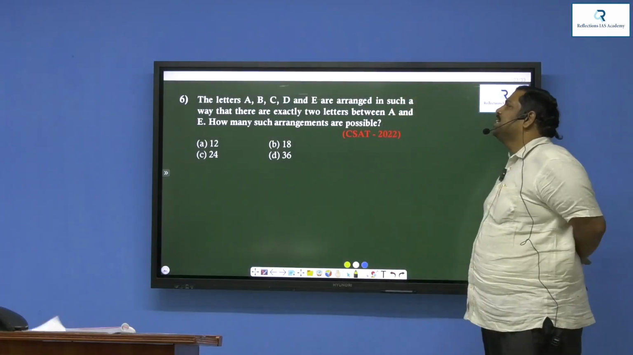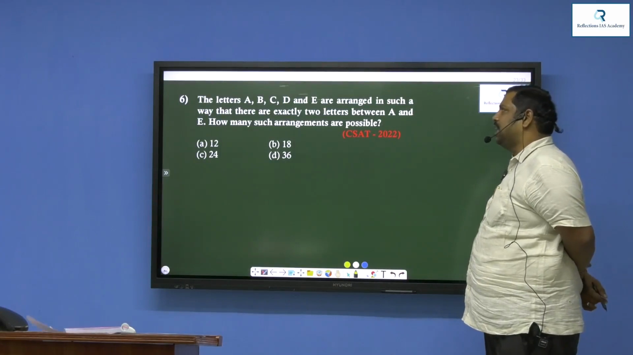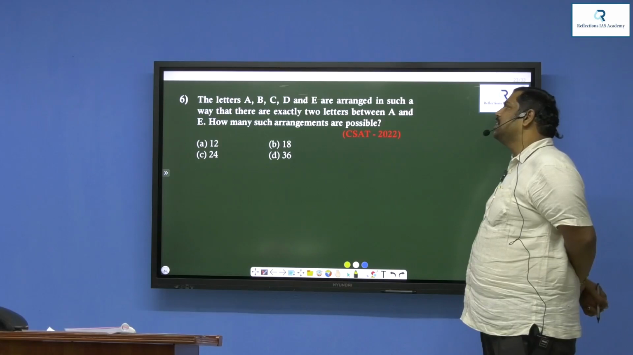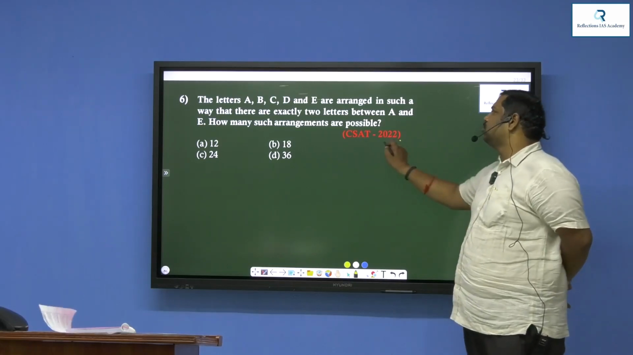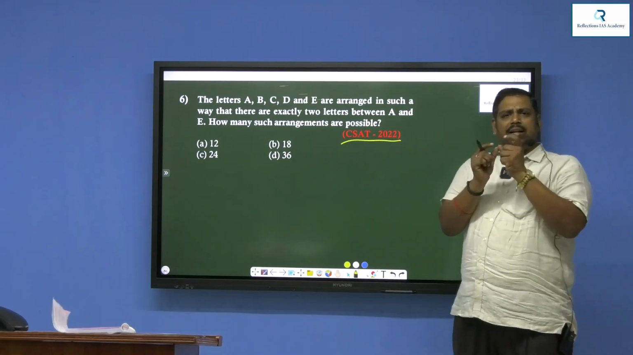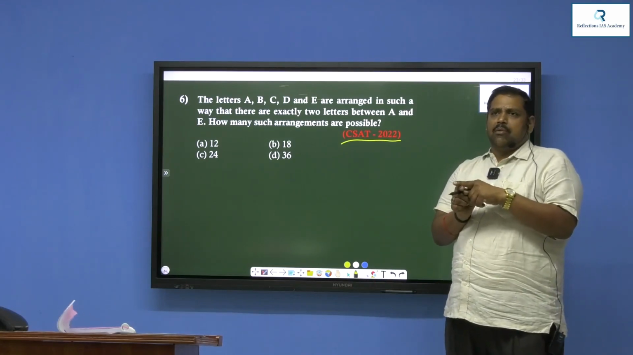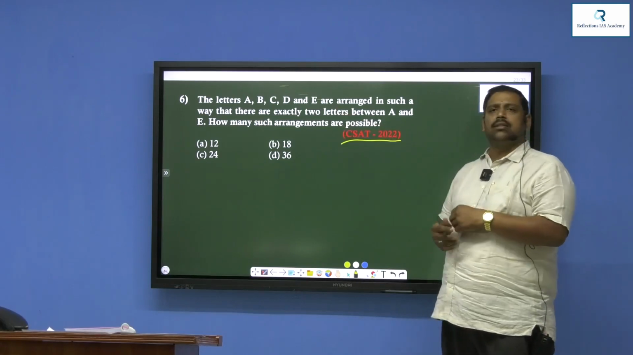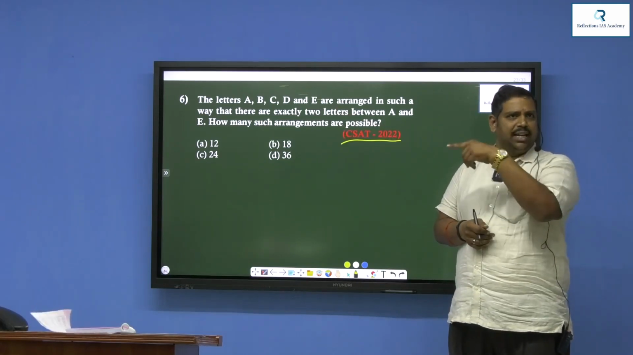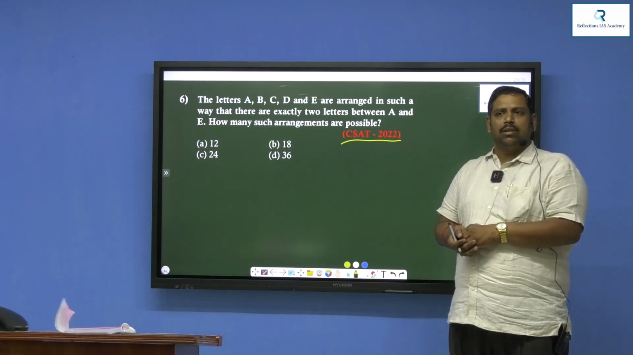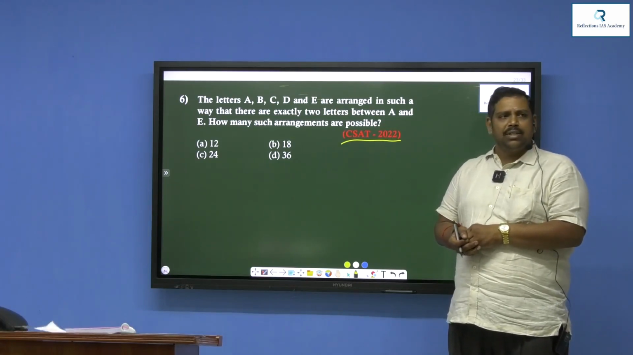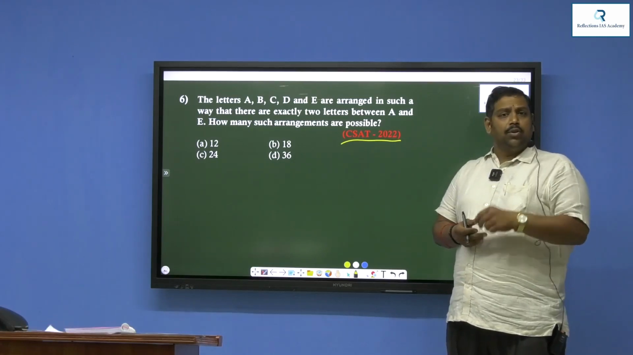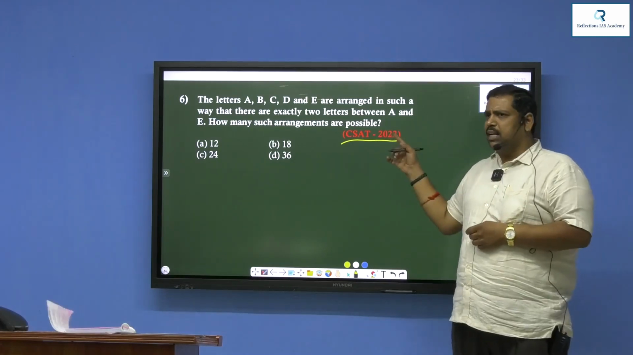The letters A, B, C, D and E are arranged in such a way that there are exactly 2 letters between A and E. How many such arrangements are possible? This is CSAT 2022. You should understand one point already. When I am explaining about tasks and persons, these questions are very close to seating arrangement, right? Between A and B, 2 persons should be there. So A should not be a neighbor to B. Like that only he is also giving, right or wrong?